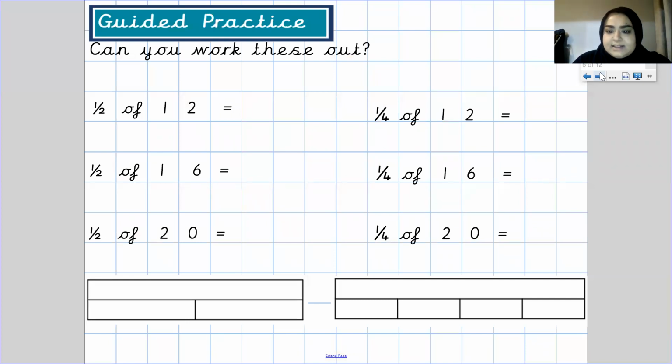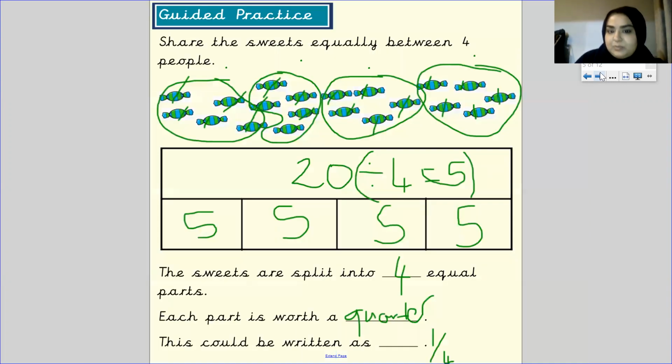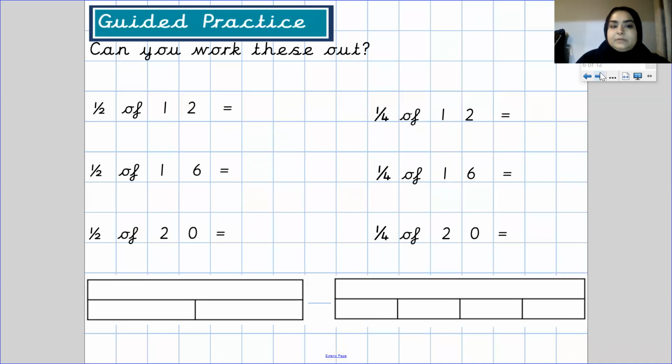Now, guided practice number 2. Can you work these out? So use the same method like you did in this guided practice with the bar model over here. Okay, so work these out. Pause the screen now and then come back to my screen when you are ready.